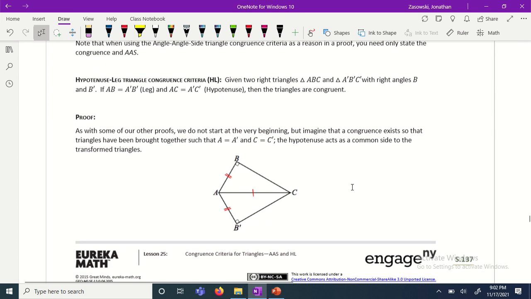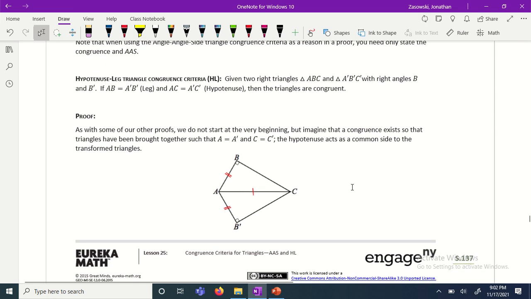The last one is the hypotenuse leg. Once again, when you have a right triangle with one of the legs and the hypotenuse congruent. In a right triangle, the side that's across from the right angle, like if you make this an arrow where the right angle symbol is, it always points to the hypotenuse.